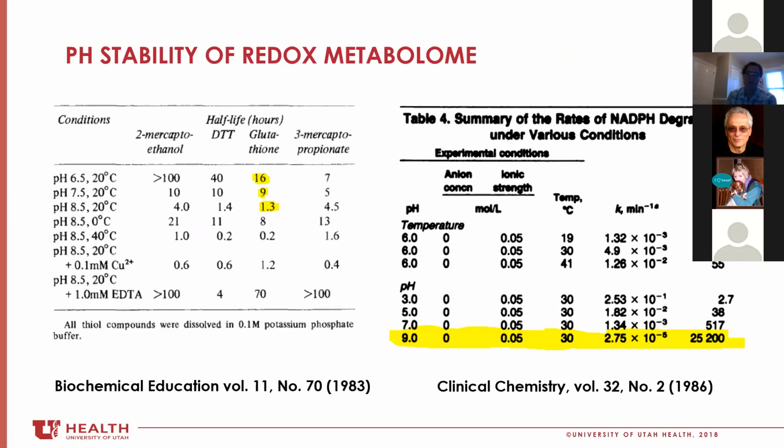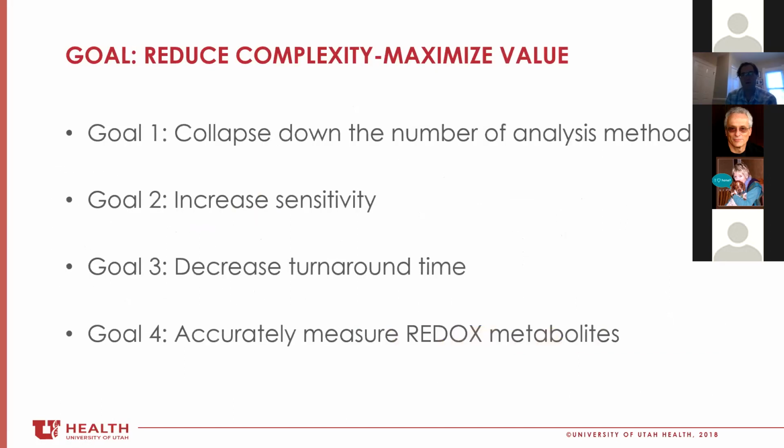So as I was saying, I really wanted to reduce this complexity. And I really wanted to maximize the value of metabolomics, because if it takes 3 months to get your data, it's not of value. And so I'm concerned about metabolomics having value, especially in my core, right?